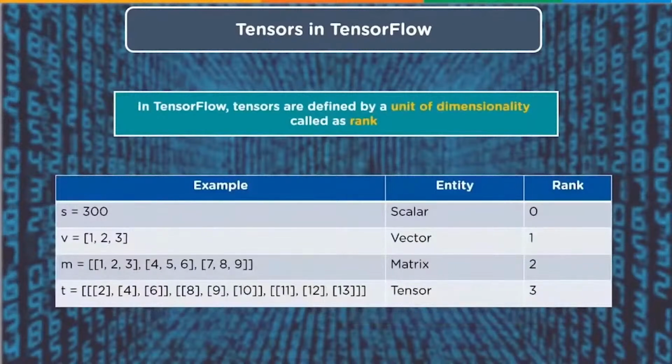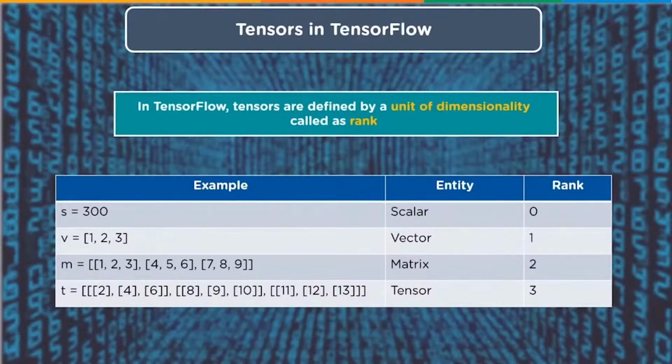And in TensorFlow, tensors are defined by a unit of dimensionality called rank. And you can see here we have our scalar, which is a single number that has a rank of 0 because it has no real dimensions to it other than it's just a single point. And then you have your vector, which would be a single list of numbers. So that's a rank 1. Matrix would have rank 2. And then as you can see right here as we get into the full tensor, it has a rank 3.